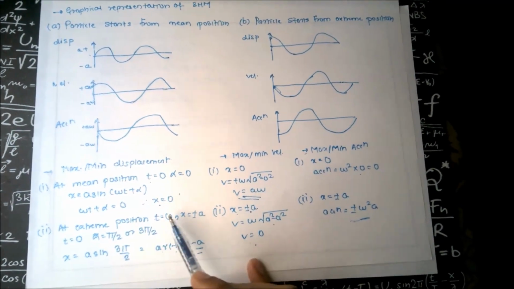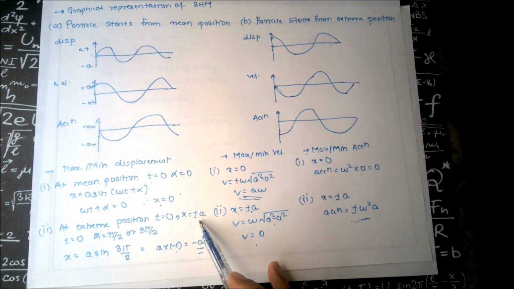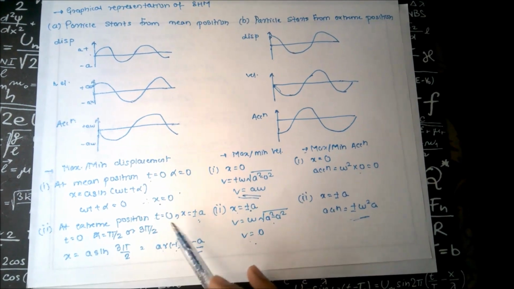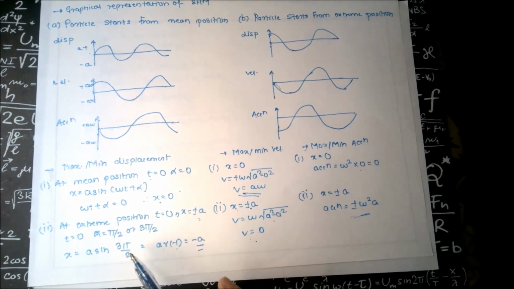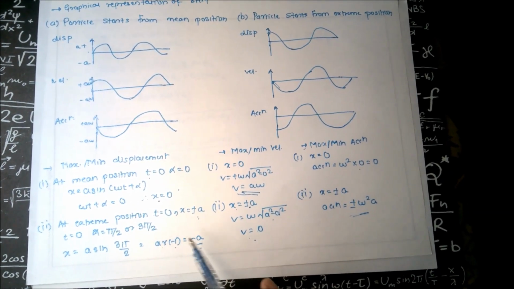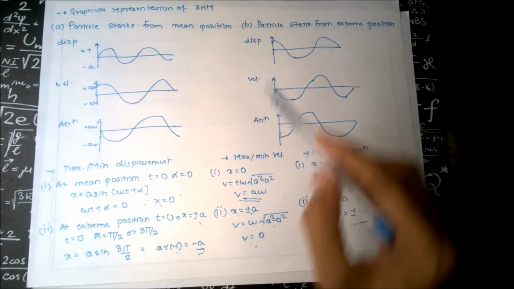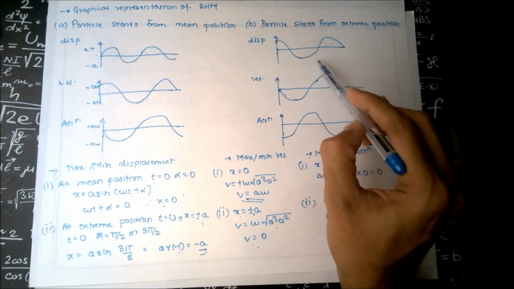At the extreme position, when t equals 0, the displacement is maximum. So substituting the values, we get alpha is equal to pi by 2 or 3 pi by 2. Substituting the values, we get x equals a sin(3 pi by 2), which gives you minus a, that is the maximum displacement when the particle starts from the extreme position.